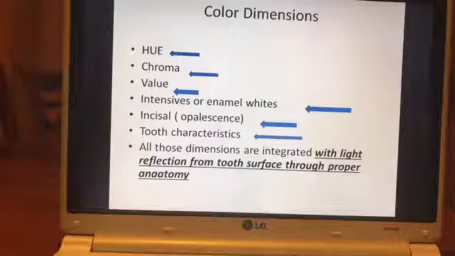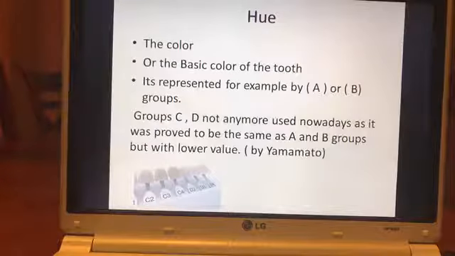So we can say in a small conclusion that analyzing the color plus good anatomy of the tooth can achieve accurate and predictable results every time, before even starting our restoration. So let's start with the hue. What is the hue? Hue is the basic color of the tooth. When we say green, red, yellow, blue, this is called hue.